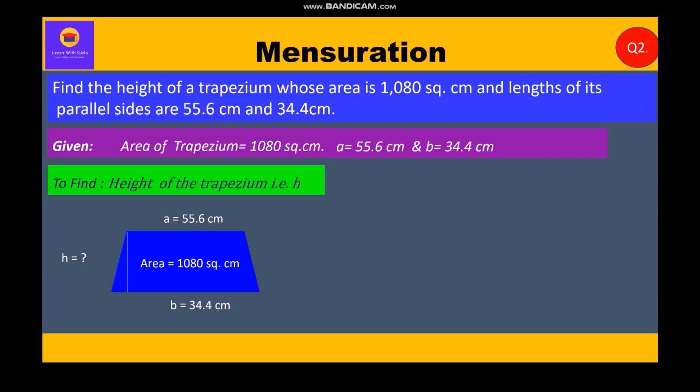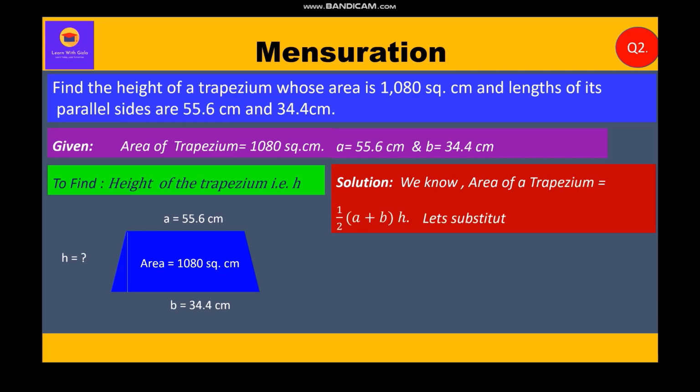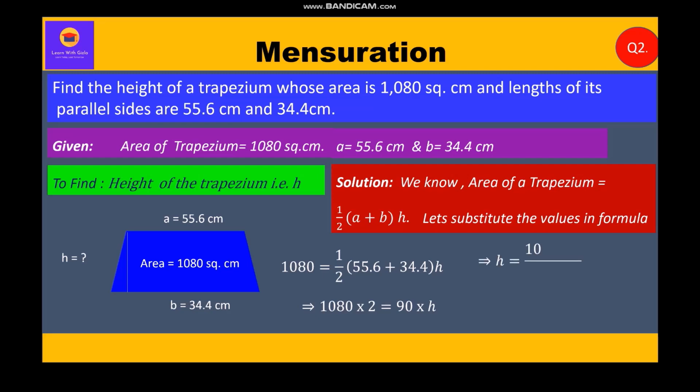Area of trapezium is equal to half in bracket A plus B into height. Now we shall substitute the values in this formula and we shall write 1080 is equal to half in bracket 55.6 plus 34.4 into h. Now we shall cross multiply. 1080 into 2 is equal to 55.6 plus 34.4 will become 90. So 90 into h. Now we'll take 90 down in the denominator and we'll write h is equal to 1080 into 2 divided by 90. Now further calculation, we'll get 24 centimeter. Therefore the height is equal to 24 centimeter.